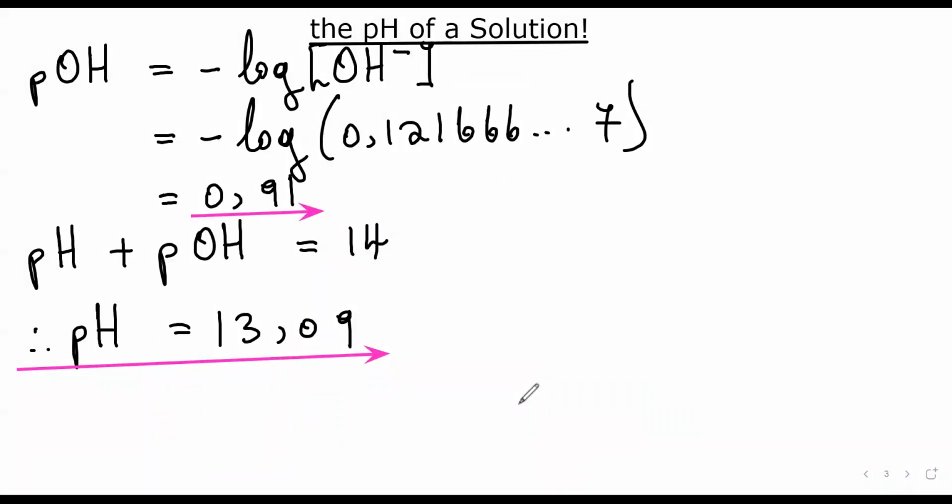that we are getting here is an indication of that to say the final solution is basic or alkaline.